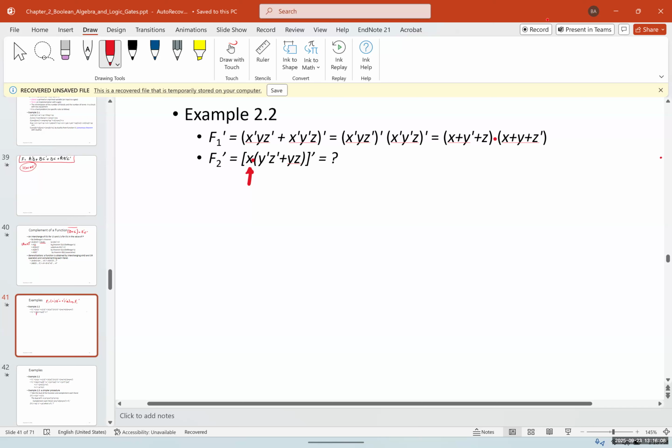Does anyone have the answer? Do you want me to solve it? Yeah, what do you have? x prime plus y z prime plus y prime z. Perfect. Yes, that's correct.